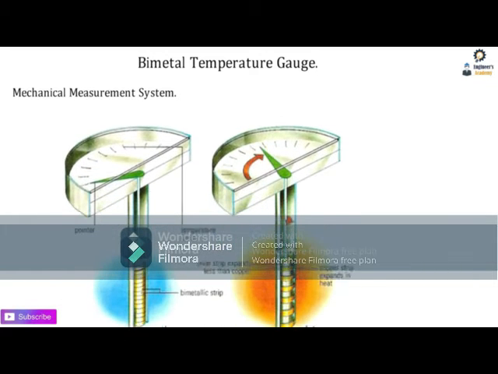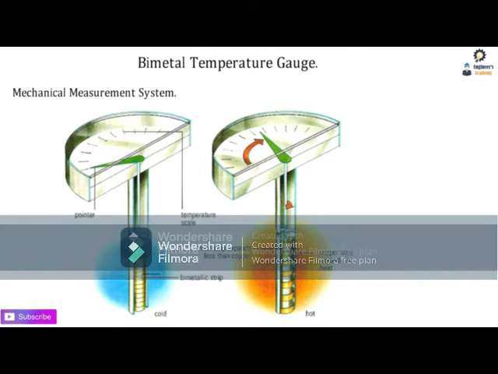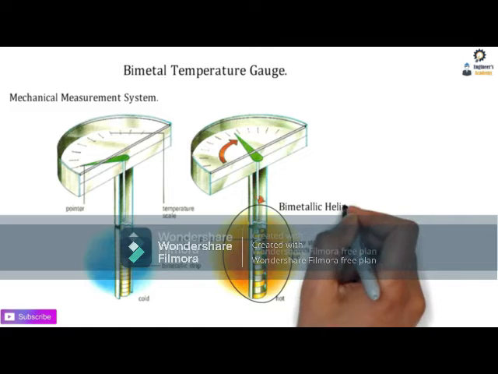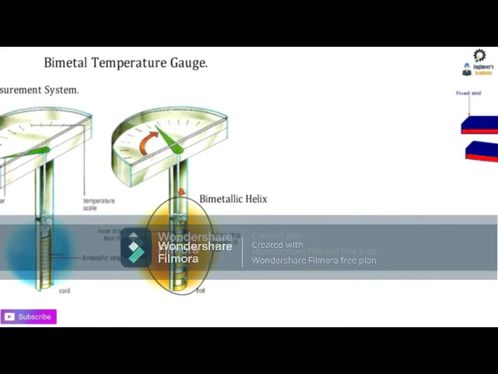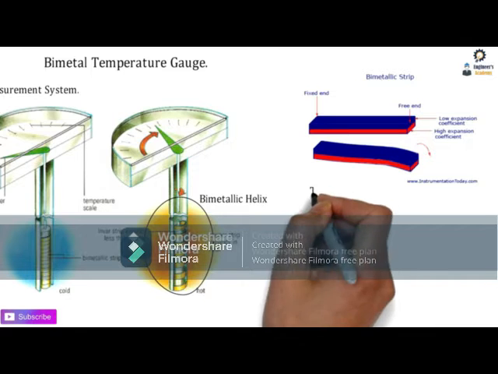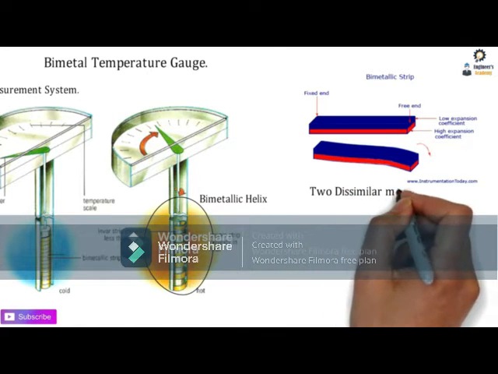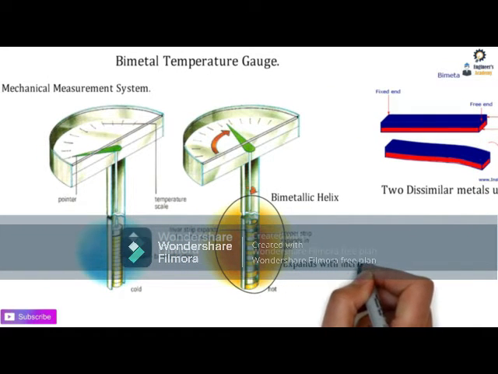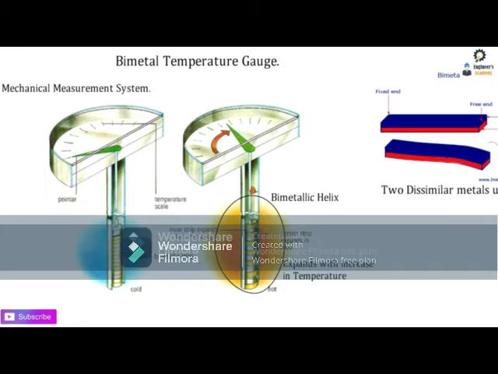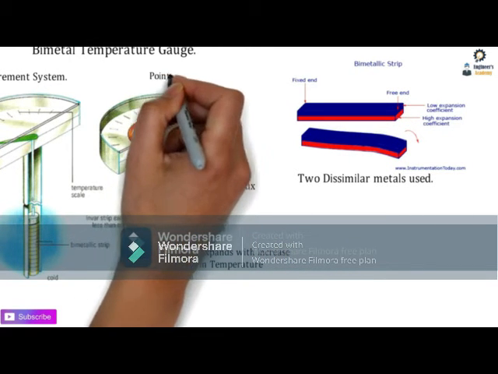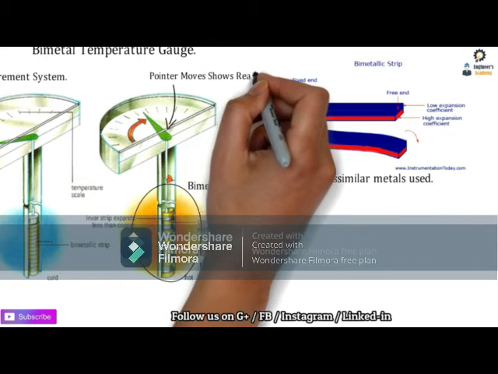In the last video we have seen the mechanical arrangement in which a bimetallic strip is used to measure the temperature by means of a bimetallic helix. So guys, over here in this case the bimetallic strip in the form of a helix is used. In the strip, two dissimilar metals are joined and fused together to form a bimetallic strip, and it expands with the increase in temperature, and it deflects the pointer which shows a reading on a scale.